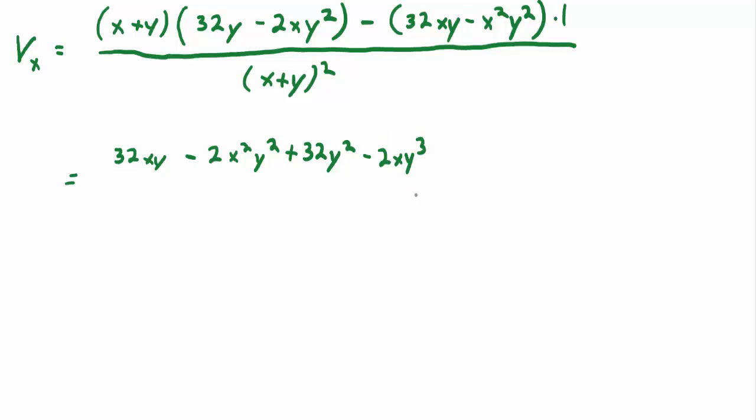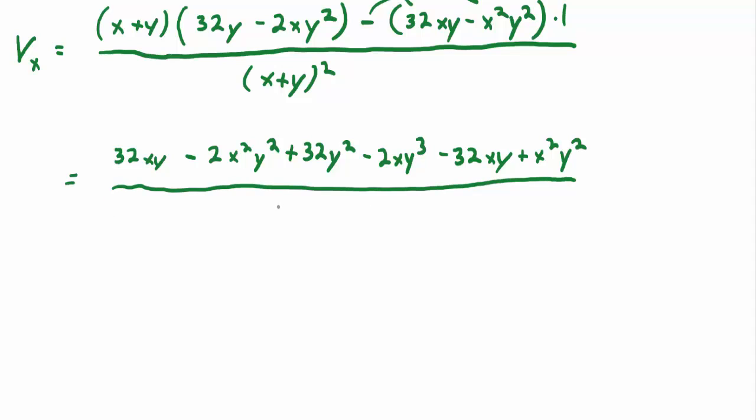Looks really bad, but it's going to get a little bit better. Let me distribute the negative. Minus 32xy plus x squared y squared. And then that's all over that denominator, x plus y quantity squared.